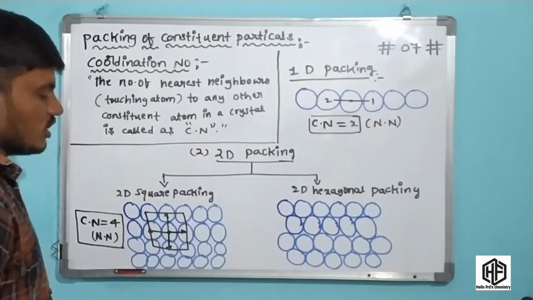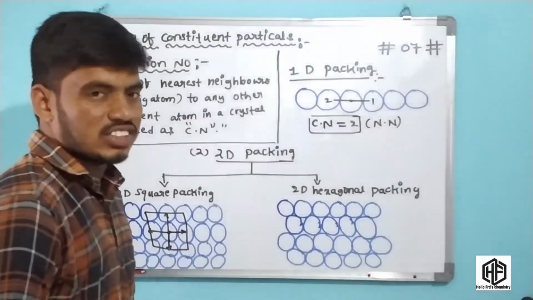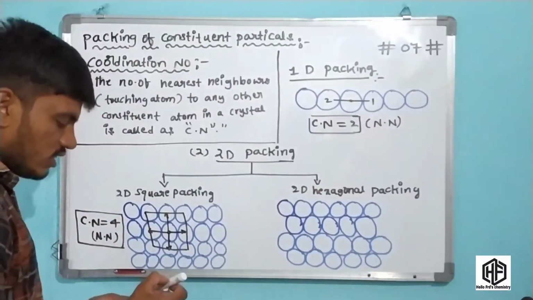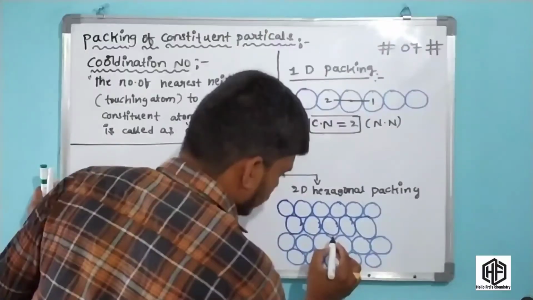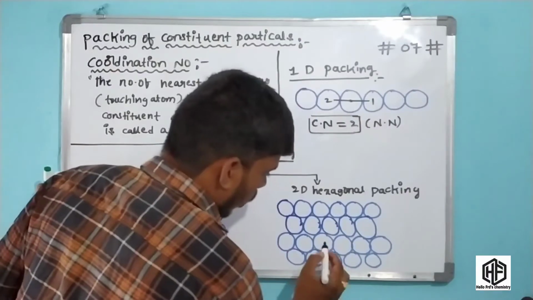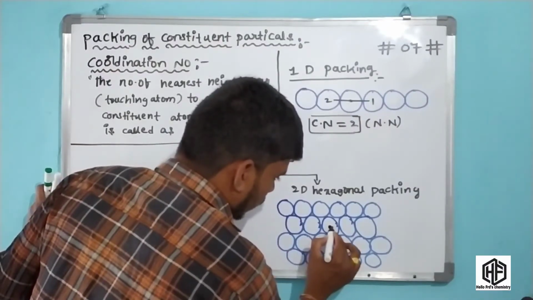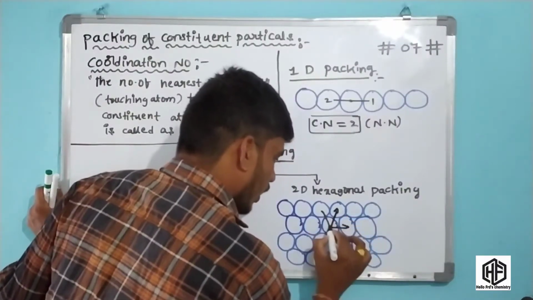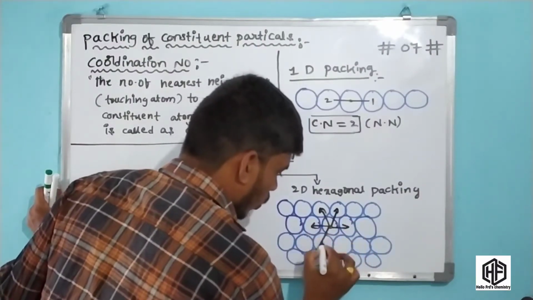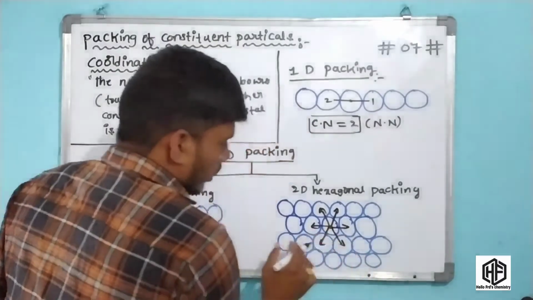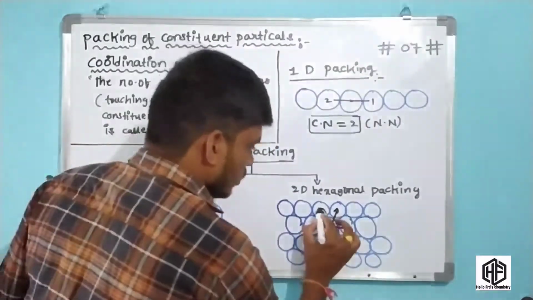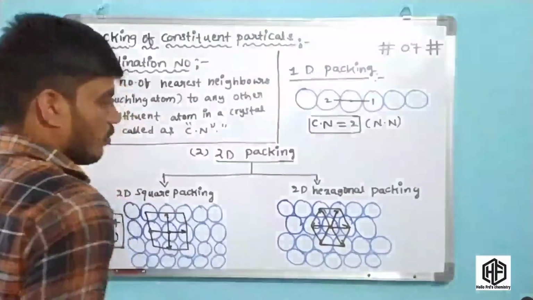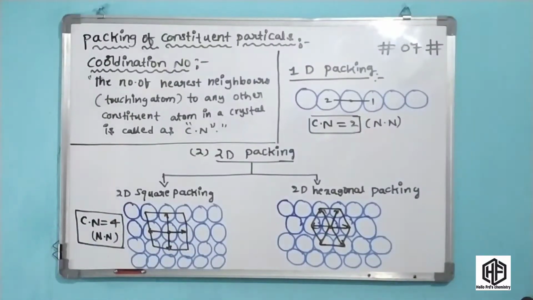Now what is the coordination number of this two-dimensional hexagonal packing? For example, you have to consider this atom. This atom touches this atom, this atom and this atom. It means the shape of this is a hexagonal shape. Okay friends, this is the two-dimensional hexagonal packing.